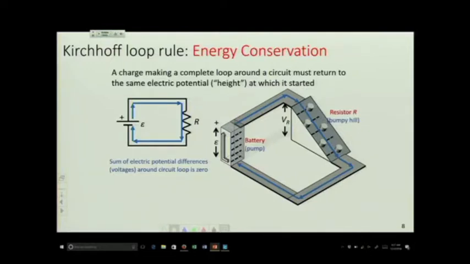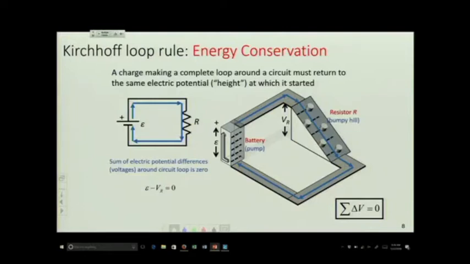So how do I write this in the case of circuits? The total change of potential, of voltage, around a closed loop is 0. So I gain energy E, I lose energy VR across the resistor. So E minus VR is equal to 0. Why is there the minus sign? Because they have to add up to 0, right? They are equal amounts but in opposite directions. I'm going uphill here, I'm going downhill there.